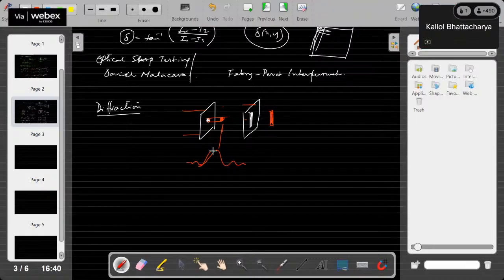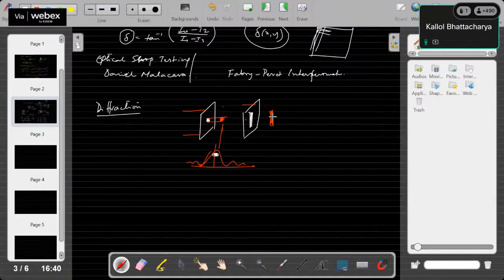Now, the y-axis is brightness and the x-axis is spread. Maybe the circular aperture would have been simply like this. This was a circular aperture. So you see, light has spread out beyond the geometrical shadow region.